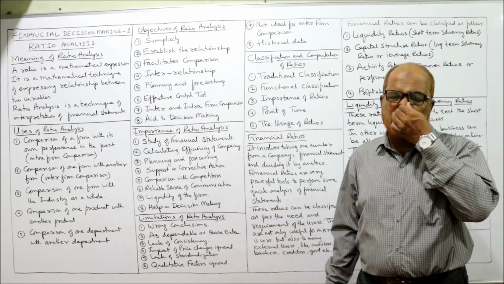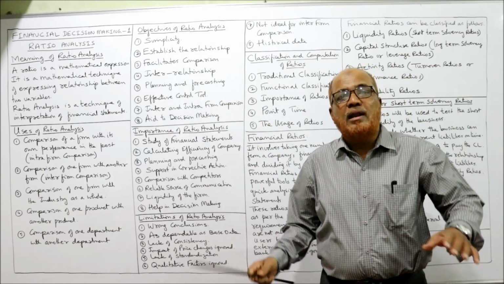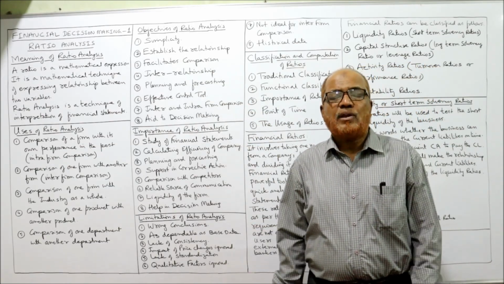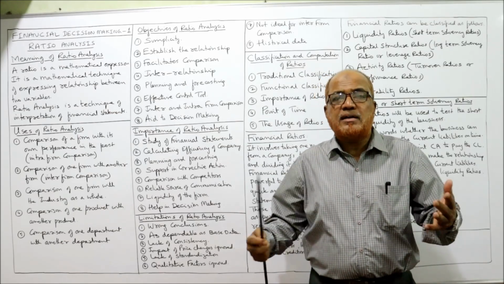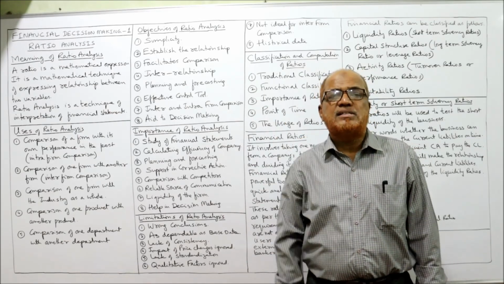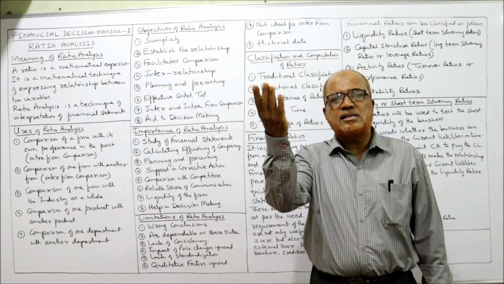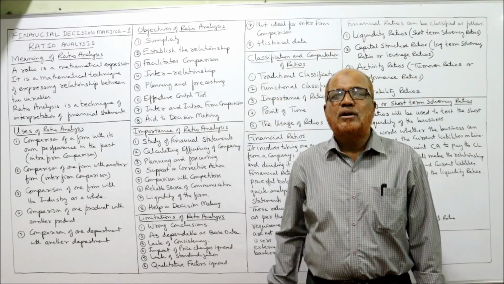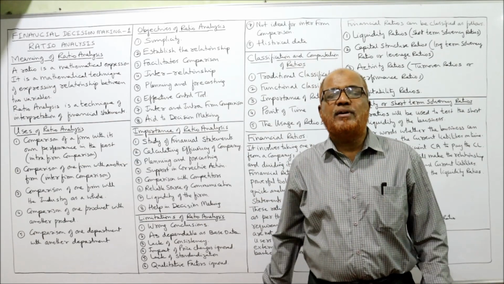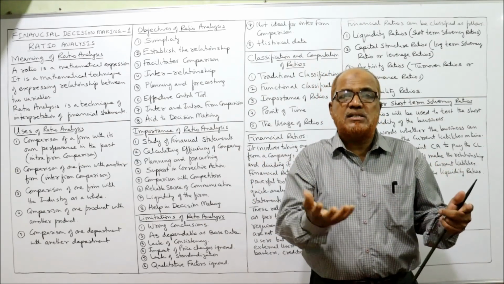Second, establish the relationship. There are many variables which are related to one another, so we can establish some relationship. For example, profit is related to sales. Normally, the higher the sales, the higher the profit. The lower the sales, the lower the profit. So there is a relationship between profit and sales.